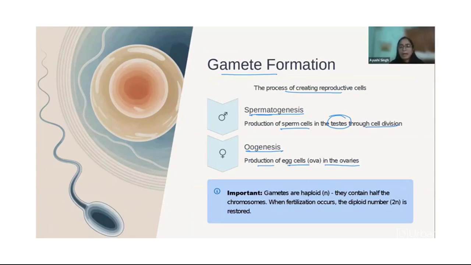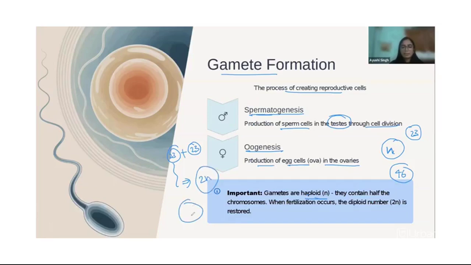Now, gametes are haploid in number. That means they are N, so their chromosome number is N. For example, if humans have 46 chromosomes in each cell of their body, every cell, like hand cell, leg cell, the gametes formed by humans would have only 23 chromosomes. A sperm can carry 23 chromosomes and an egg can carry 23, and then they combine to form a zygote having 2N chromosomes, that is nothing but 46 chromosomes.